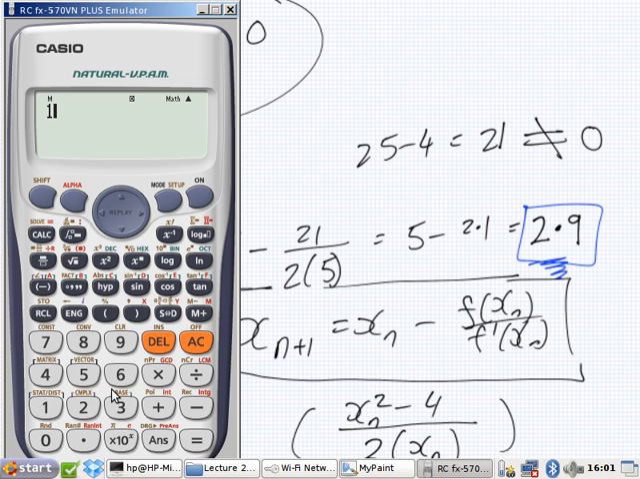Let's start at 1,000,000. Okay. Now, if you started at 1,000,000, it would take you 1,000,000 minus 1 steps to get to 2. But not using this method. Took me like 10 steps or something. Very, very powerful method.